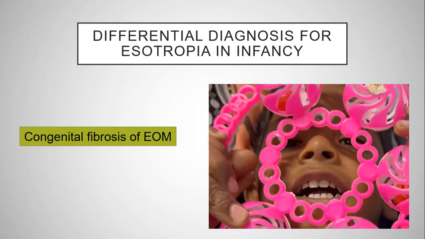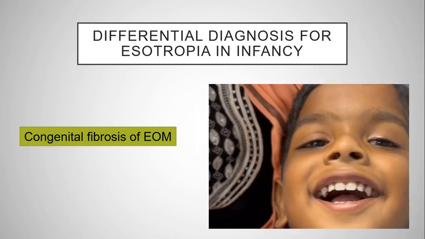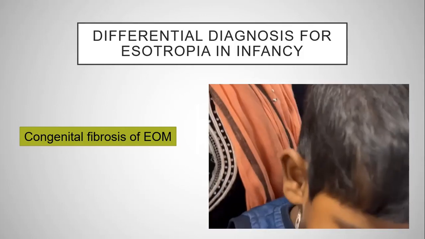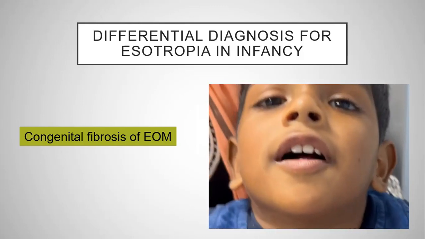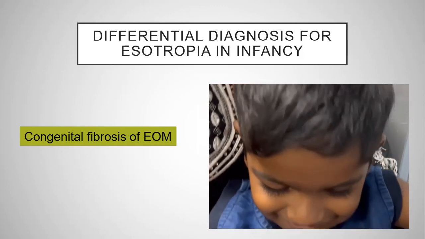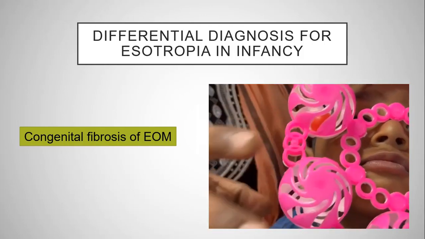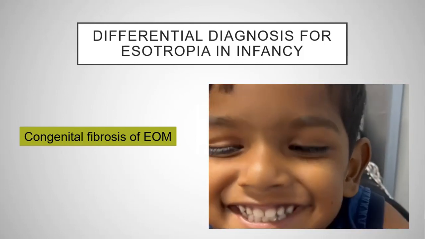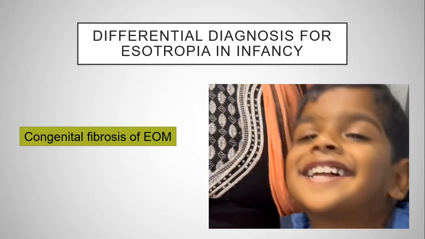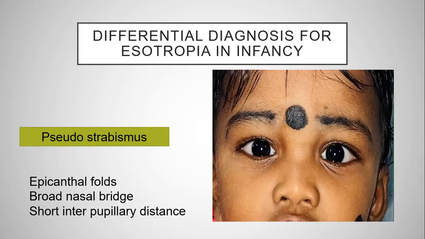Then there is congenital fibrosis of extraocular muscles. All extraocular movements are restricted, both horizontal and vertical, and due to ptosis there is chin elevation. That is why we exclude it from congenital esotropia. In other differential diagnoses, epicanthal folds cause pseudostrabismus; we have to look for epicanthal folds, a broad nasal bridge, and short interpupillary distance. So these are all the differential diagnoses of esotropia.